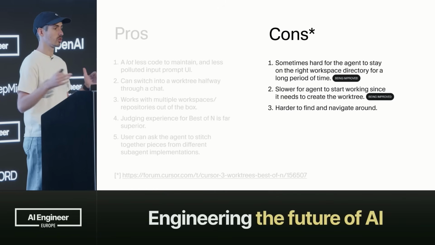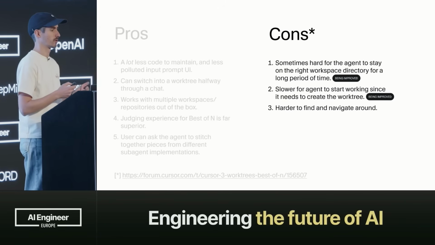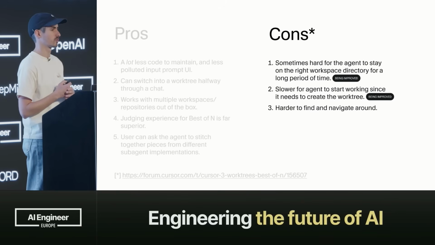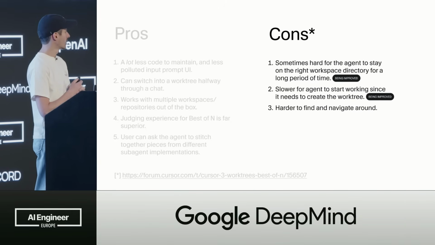And especially over long sessions, it's quite possible that the model will forget where it should be operating. And sometimes these models, especially the worst models, will hallucinate or they'll go a bit haywire and they'll start doing things they shouldn't. But we're working on this.